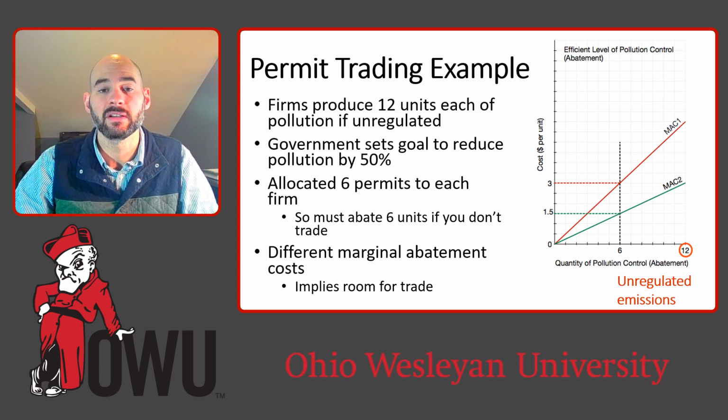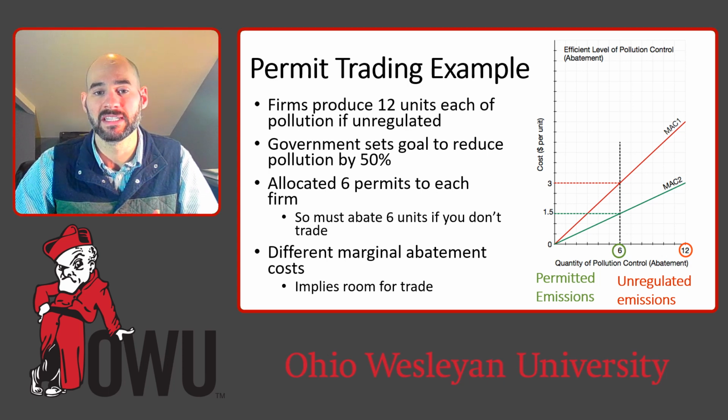Now suppose the government wants to set a goal to reduce total pollution by 50%. So instead of each firm producing 12 units of pollution, they're only going to be permitted to pollute 6 units of pollution each. And so you must abate the 6 units which you are not permitted to pollute. So that's where the command and control approach kind of comes in, that there is a limit on how much you can pollute, and you're not allowed to pollute more than the permits which you have.